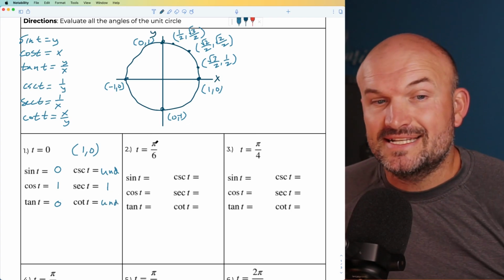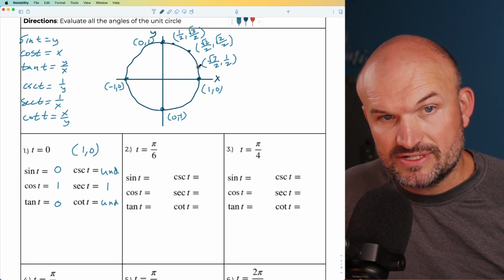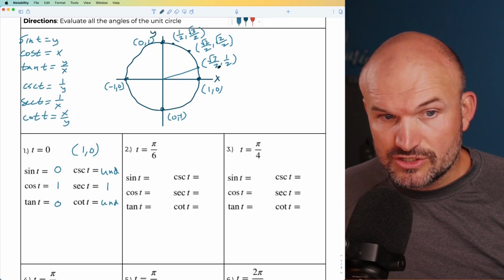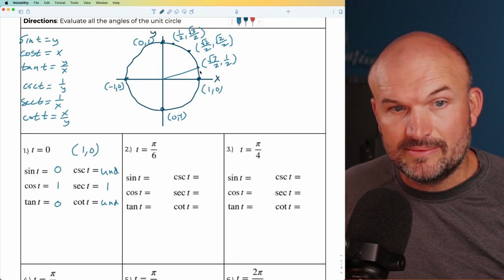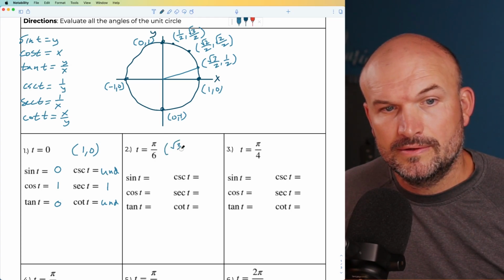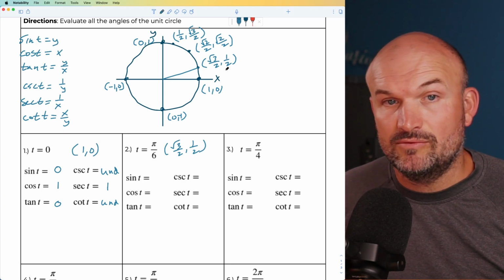Okay, so now let's get into our first angle here, which is going to be t equals pi over 6. That is going to be your first angle. Again, we're going to do the exact same thing, ladies and gentlemen. So now I'm going to write in this coordinate point, which is square root of 3 over 2, comma 1/2. Okay, so let's go ahead and find the sine, which is going to be the y coordinate.